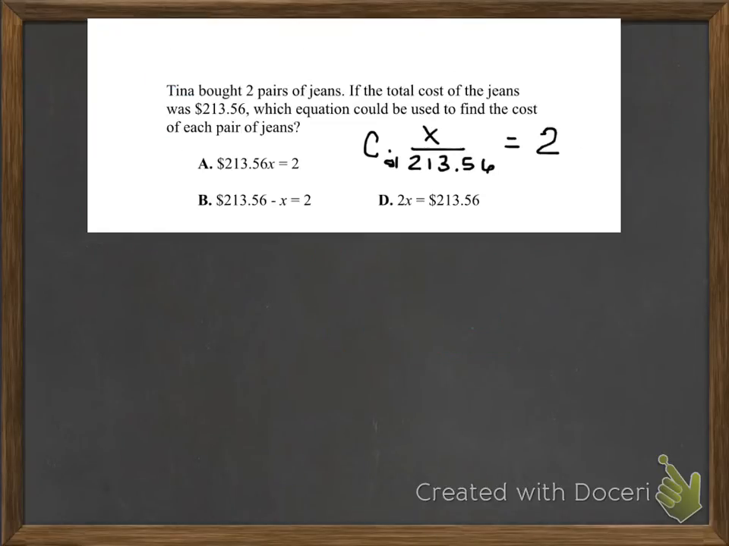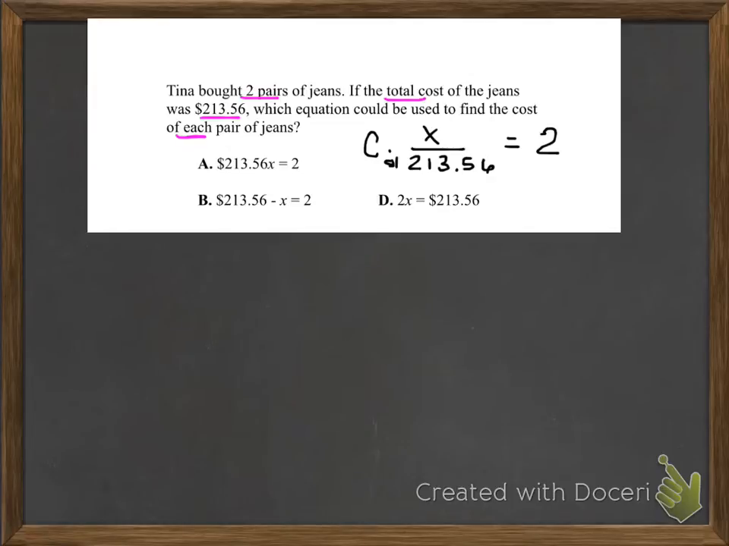Now you want to look at the next word problem. It says Tina bought 2 pairs of jeans. Okay, so let's underline the important parts. We've got 2 pairs. Remember, the total cost of the jeans is $213.56, which equation can be used to find the cost of each pair of jeans? So we need to find out how much each pair is going to be. So if you think about it, the total is $213.56. So each pair would have to be less than that, okay?